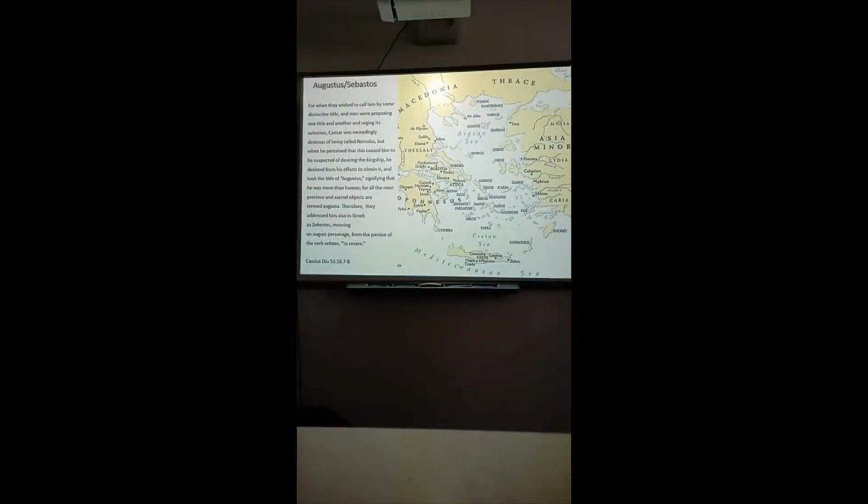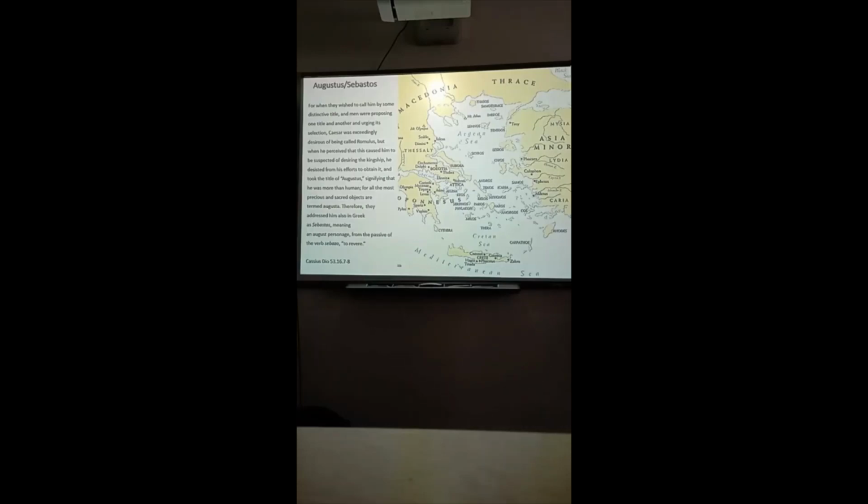One really interesting thing about Augustus's new name is how it is presented in Greek. Augustus is his name in Latin, but we're told here by Cassius Dio that normally when you have a Latin name and it's written in Greek, it is transliterated. So they spell out the Latin in the Greek alphabet, so when you pronounce it, it sounds the same. But with the name Augustus, they don't transliterate it, they translate it. So in the Greek, he is Sebastos, which means the same thing as Augustus. Dio says they addressed him in Greek also as Sebastos, meaning an august person, from the passive verb sebazo, to revere. So they're not transliterating. It's really important that they communicate what the name means to this audience.